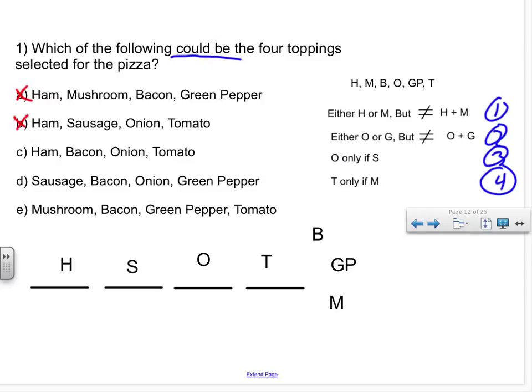So let's clear off our diagram again, and we have for the next one ham, bacon, onion, and tomato. So swap out the sausage for bacon. Let's see if this meets our conditions. Either H or M, but can't equal H and M together. We've got our H, either O or G, O only if S. Well, I don't see an S with O, so I know it breaks the third condition, so I can eliminate C.